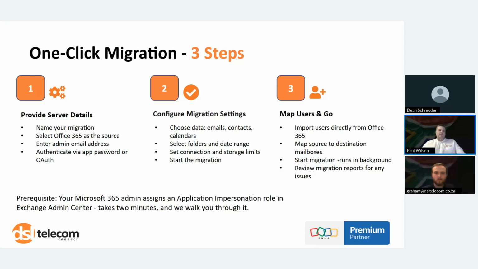Right. So what you do, step one, we just provide the server details. We log into Zoho Mail. We select 365 as the source. We enter the details, and we link it to the Zoho migration platform.